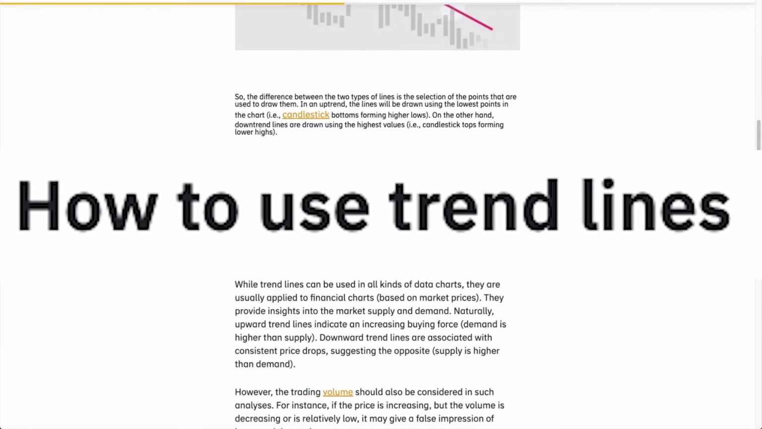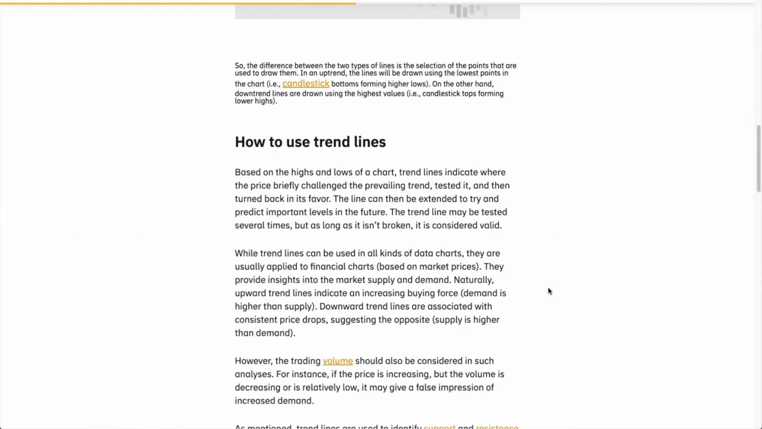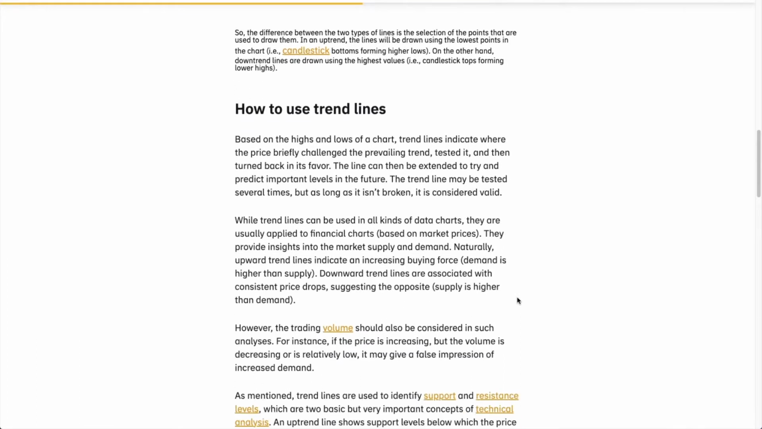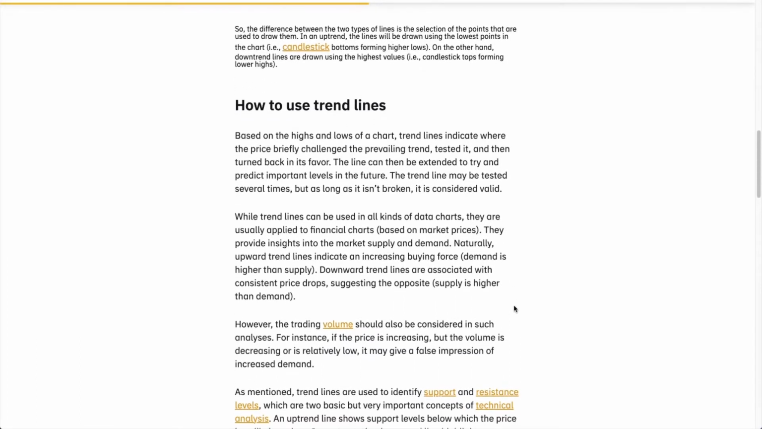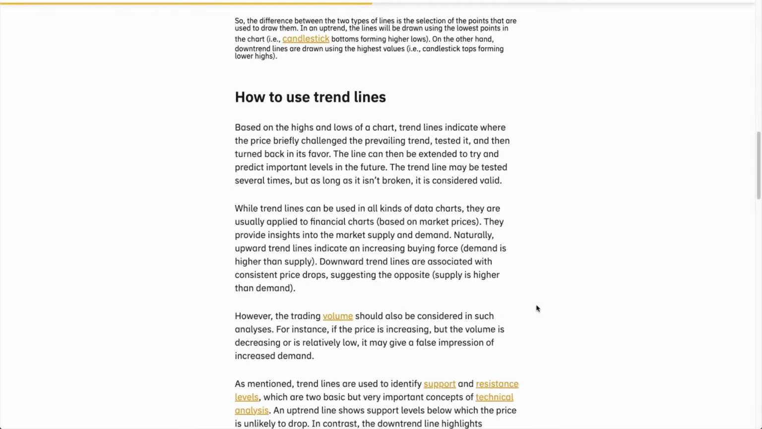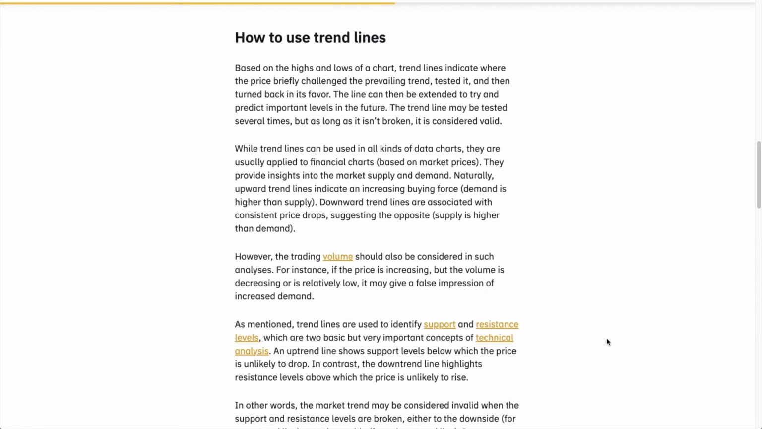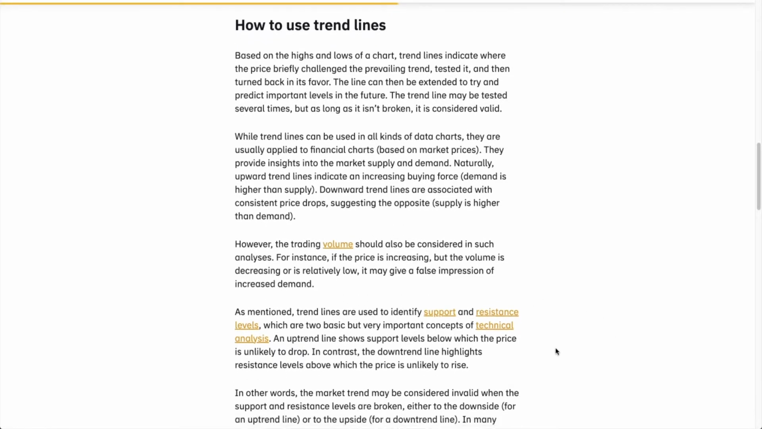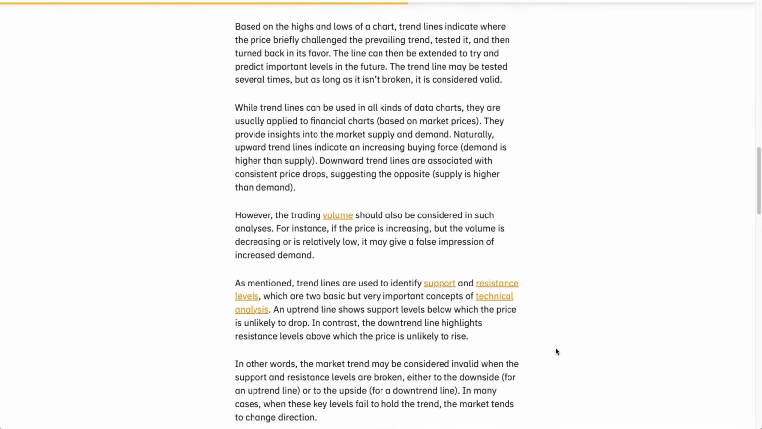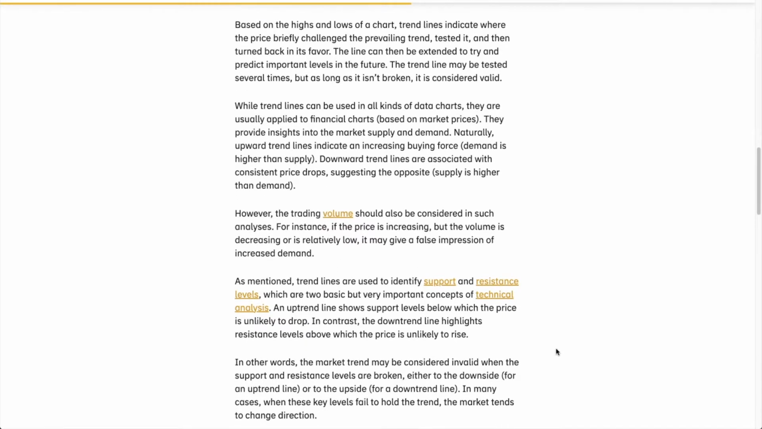So how to use trend lines? Based on the highs and lows of a chart, trend lines indicate where the price briefly challenged the prevailing trend, tested it, and then turned back in its favor. The line can then be extended to try and predict important levels in the future. The trend line may be tested several times, but as long as it is not broken, it is considered valid.